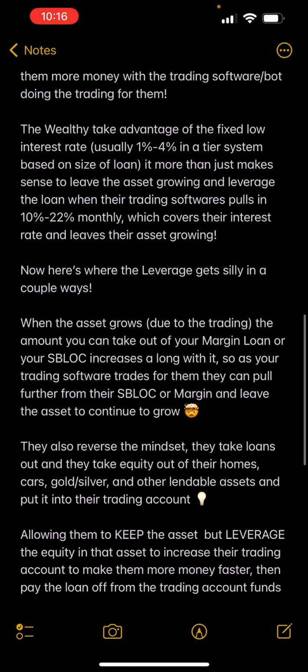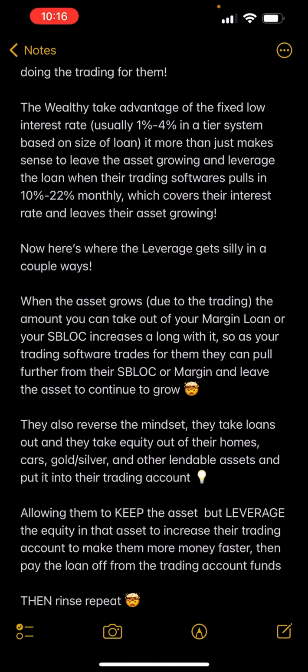The wealthy take advantage of the fixed low interest rate, usually 1% to 4%, is all you're going to pay on an interest rate with these kinds of loans. And it's based on a tier system based on the size of the loan you actually take. It more than just makes sense to leave the asset growing and leverage the loan when their trading software pulls in on average about 10% to 22% monthly.